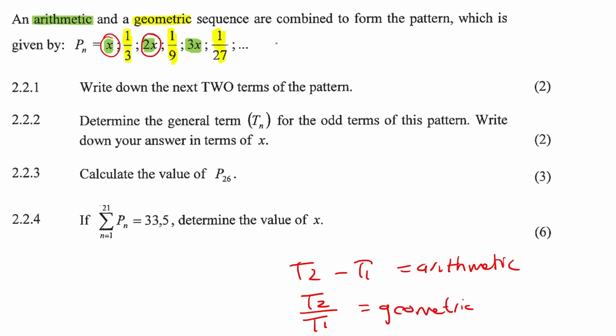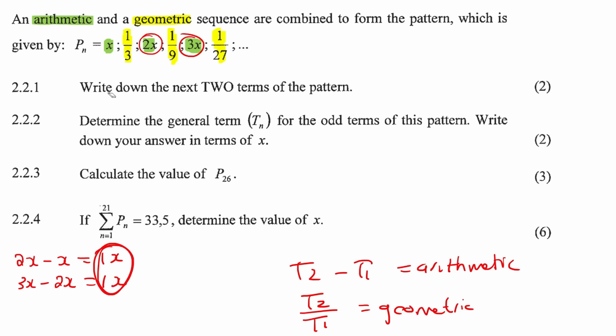So even if you had to say 2x minus x, that'll just give you 1x. And if you then had to take this one minus this one, 3x minus 2x, that'll also give you 1x. You see how the difference remains the same? So yeah, it's definitely arithmetic.